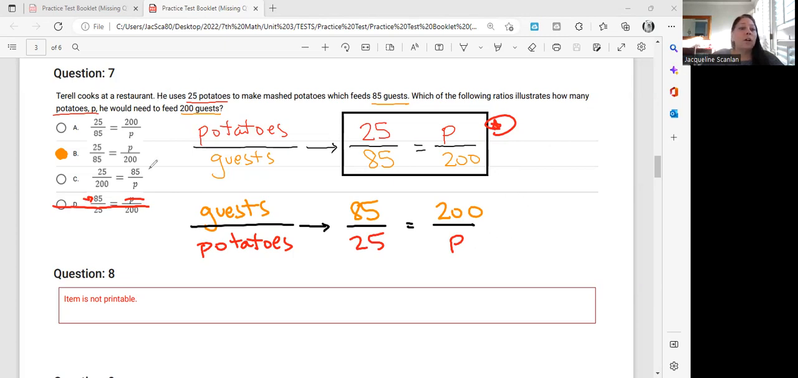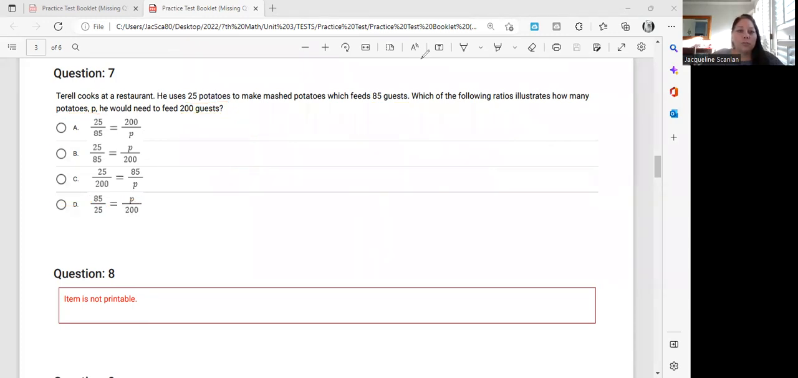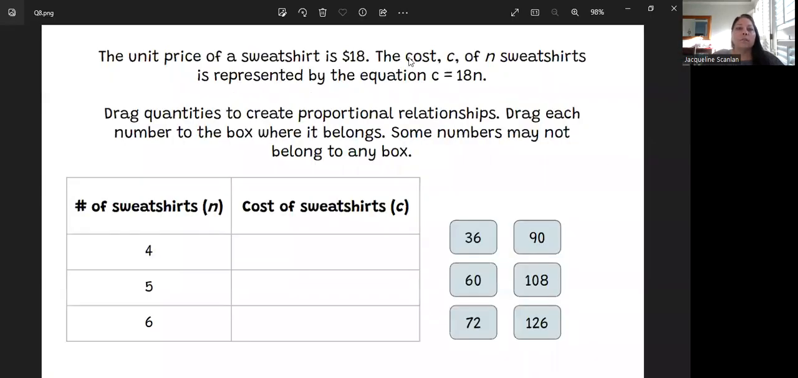Okay, it's not asking us to solve it. It just asked us to match it up to the right proportion. So we are done with this problem. All right, to get to the next question, I am going to change screens because it is a drag and drop question. All right, so now we are looking at question number 8.